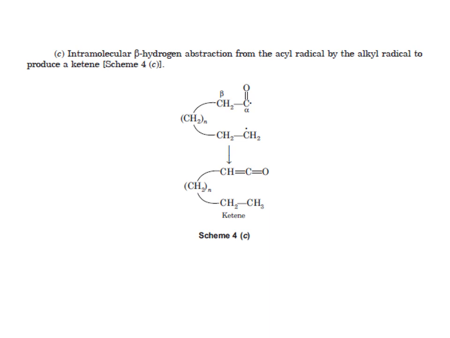Now we are considering process C. This is the intramolecular beta hydrogen abstraction from the acyl radical by the alkyl radical to produce a ketene derivative, as shown in scheme C. So this is the acyl alkyl radical, and this is the alpha carbon and this is the beta carbon, and this alkyl radical can abstract a hydrogen from this beta carbon to produce the alkane here, and this will produce a double bond. So finally we are getting a ketene molecule.